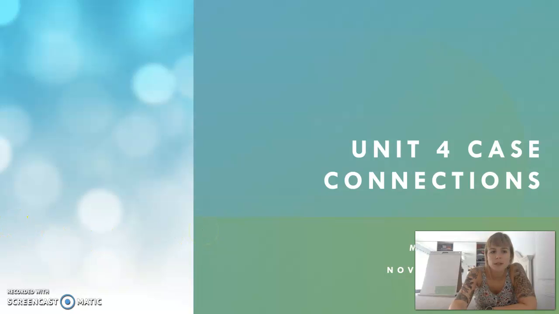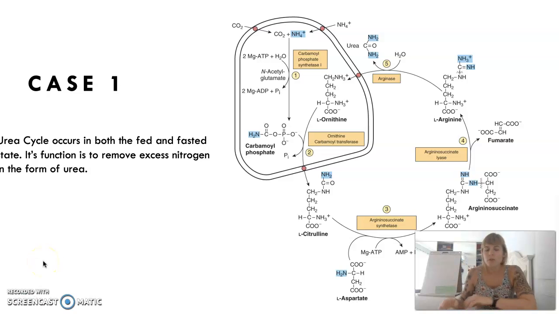All right, let's get started. So the first case is about distinguishing between urea cycle and beta oxidation. And before I get into the case connection, I wanted to review the urea cycle and beta oxidation separately.